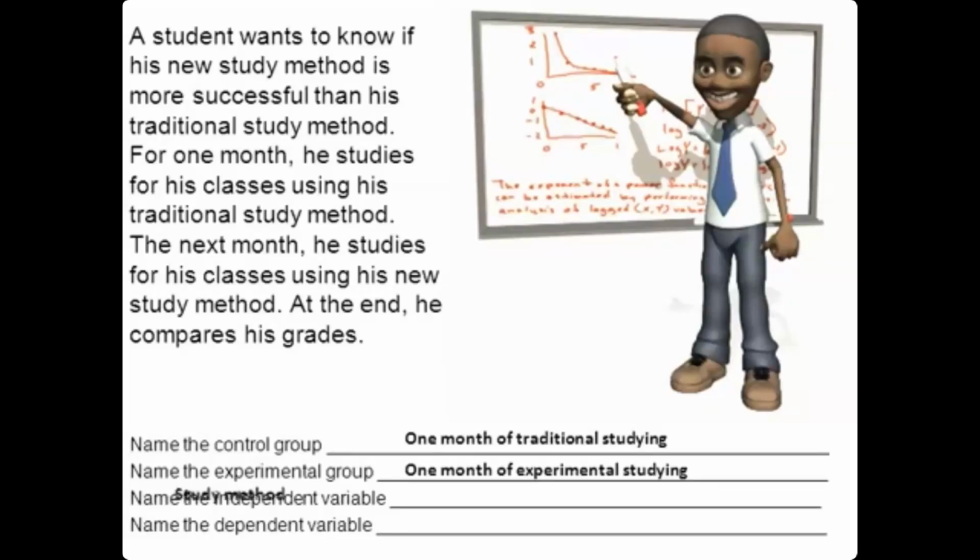The difference is the study method. The study, okay. That's what we call the independent variable. It's the difference between the control and the experimental group. And how does he know if this new experimental method worked? What data is he collecting? He's comparing and collecting his grades.